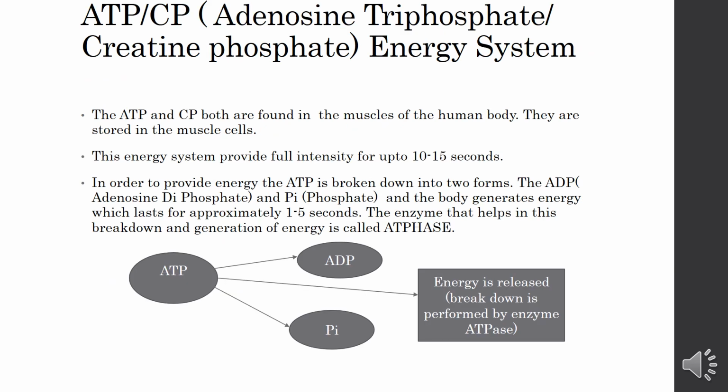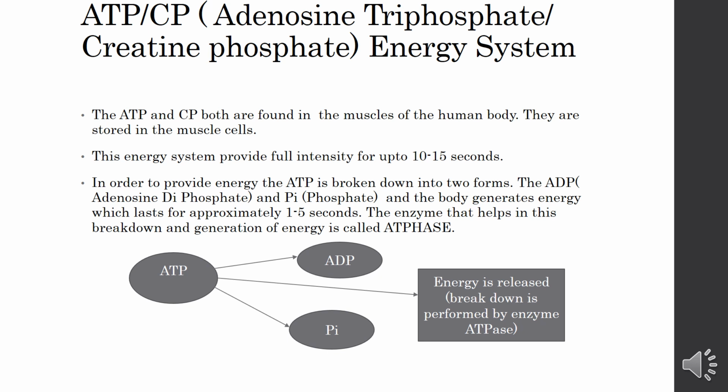Now the ATP and CP are both found in the muscles of the human body. They are stored in the muscle cells. This energy system provides full energy for up to 10 to 15 seconds of high intensity. Okay? By high intensity, we mean with the full effort that you push in. For example, you're performing a bench press. The first 15 seconds, you can easily perform the bench press as compared to the weight because you find it very easy. The reason is that you're being given energy through the ATP and CP system, which provides full intensity energy up to 10 to 15 seconds.